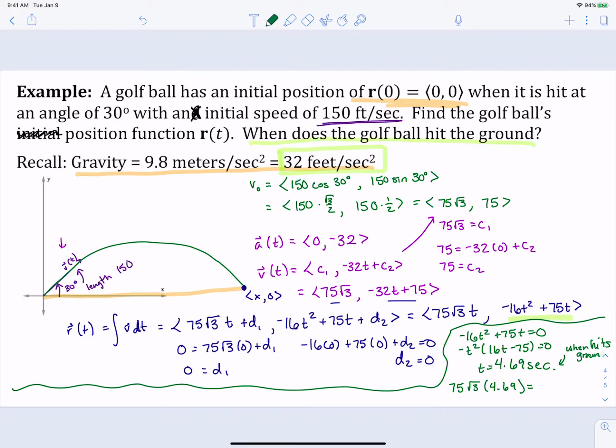And this is how far it's gone, which ends up being 609.24 feet. And I checked that out. That's only about 200 yards, which does make sense in terms of golf balls. So we're okay there. I always do like to make sure things make sense. Okay, let's take a look at one more of these.